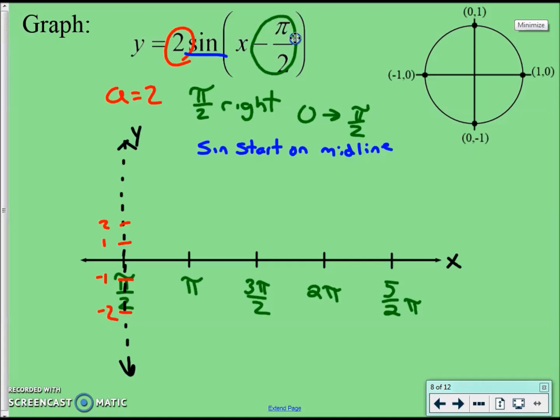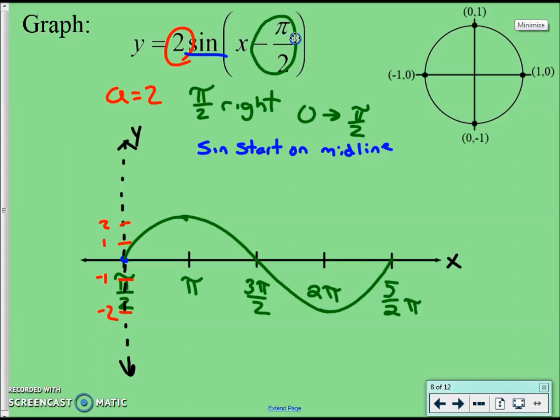I'm supposed to start on the midline because it's a sine function. My value, in this case, at pi halves, because I've shifted, I will start off at 0, okay? And then I'm going to increase to 2 after my first pi halves rotation. I'm going to go back to my midline at 3/2 pi. I'm going to go to 2 below my midline at 2 pi, and then I'm going to finish back at the midline at 5/2 pi.